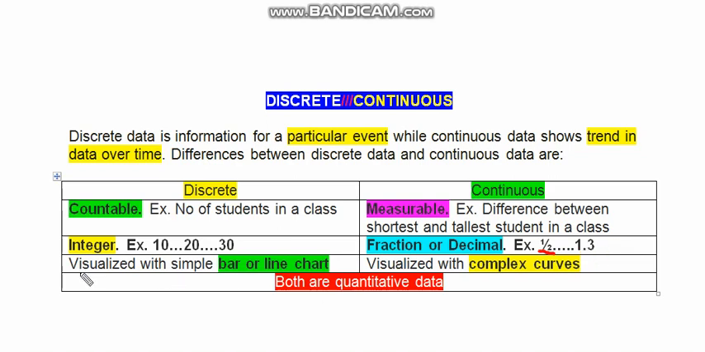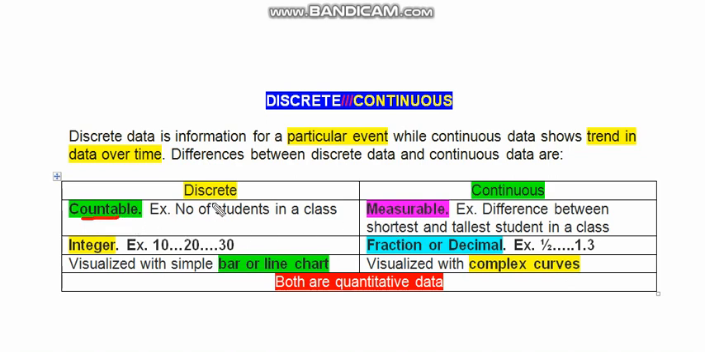Another important property to differentiate between discrete and continuous is how it is visualized. Discrete data is visualized in the form of a simple bar or line chart. On the other hand, continuous variables are shown as more complex curves, like a trend line representing your R square values and coefficients, the kind of things we use for econometric analysis.